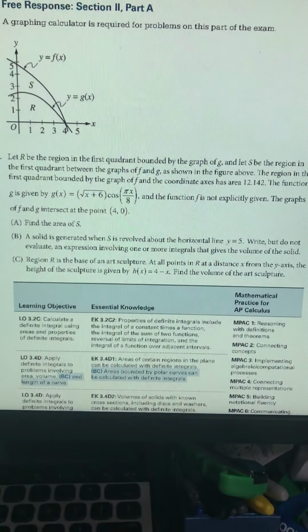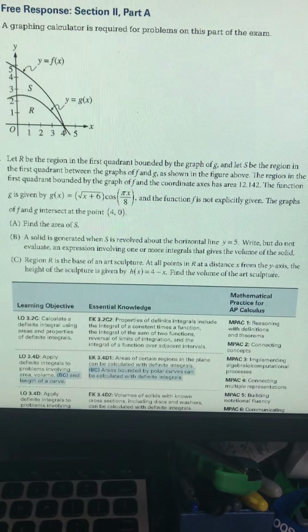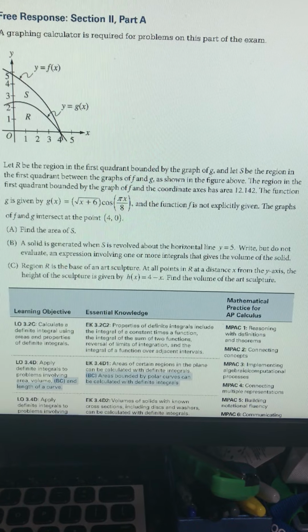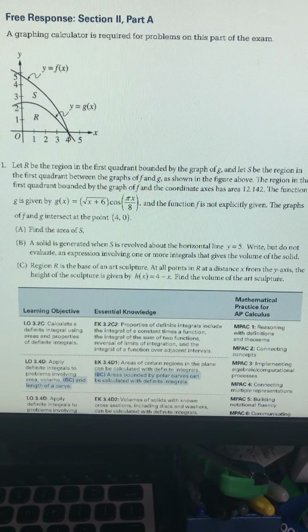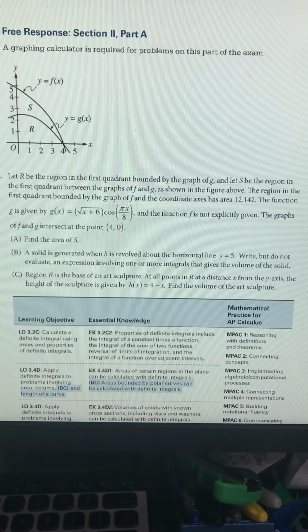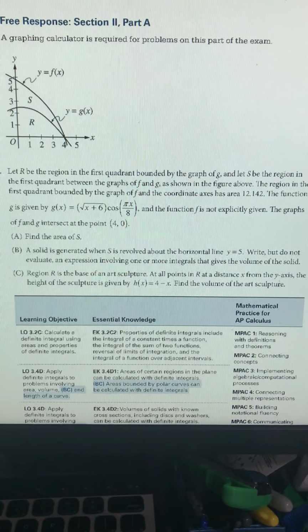The second question asks us to find the volume of a solid generated when S is revolved around the horizontal line y equals 5. Write, but do not evaluate, an expression involving one or more integrals that gives the volume of the solid. So how do we do that?